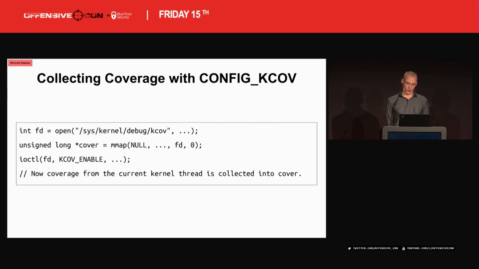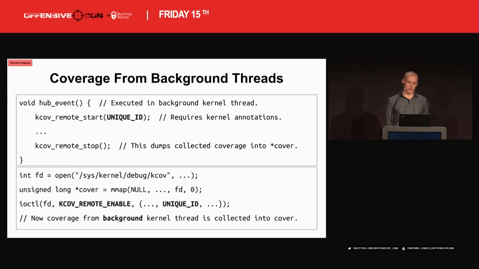From the point of view of usage, before these patches, you would use KCOV like this. You open a KCOV file, you mmap a buffer where you want to collect the coverage, and you issue a KCOV enable ioctl. At this point, the coverage from the current thread is going to be collected into this buffer. But after this patch, you can actually do this. The top snippet is kernel code, and the bottom snippet is user space code.